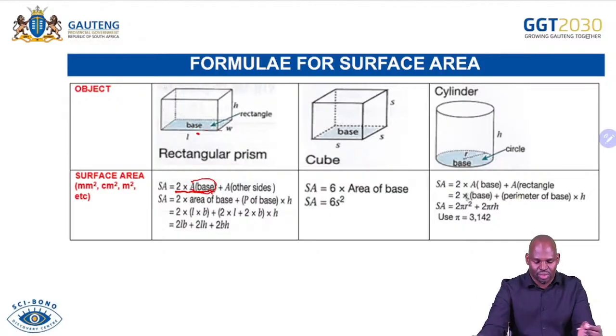The other 4 sides. Okay. Area of the other side. So the faces that are on the sides. And then again, when they explain it further, surface area is equal to 2 times area of base plus perimeter of base multiplied by height.